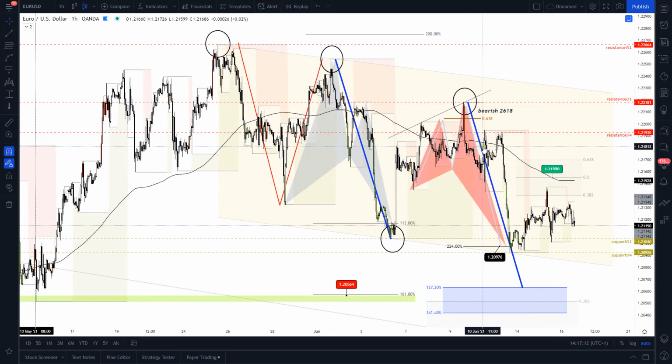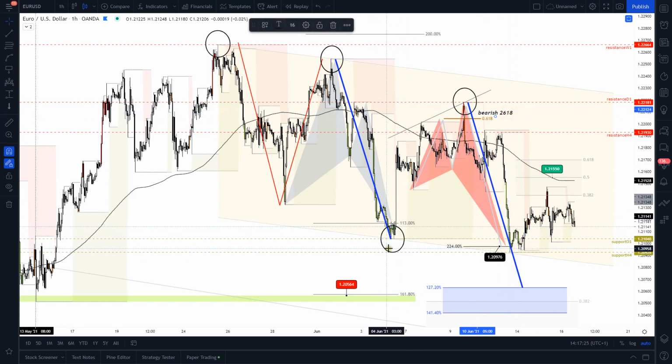So I shared this opportunity to go short with the pair after the completion, or after the formation, of this bearish 2618. My first target, as I said before, was projected at the previous structure lows, the bottom of the structure, and the most recent support at that time, when I shorted the market.